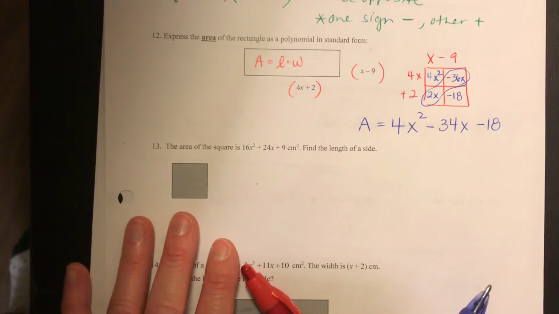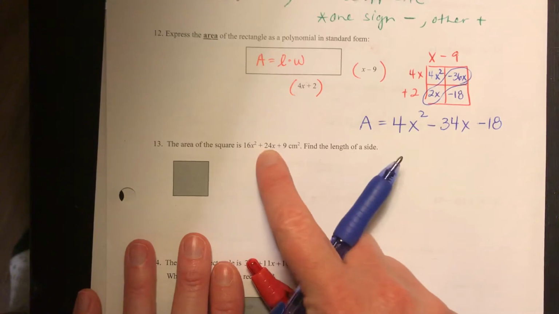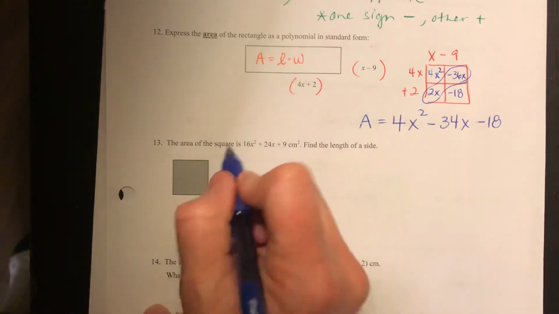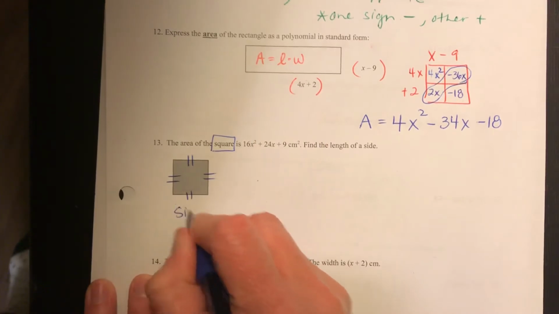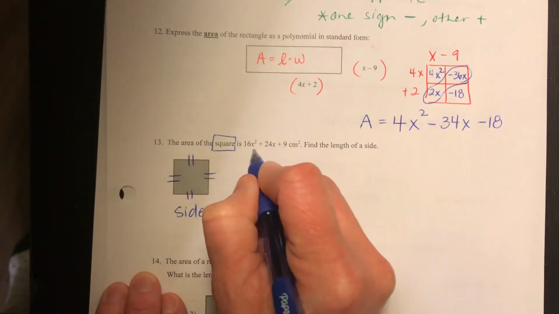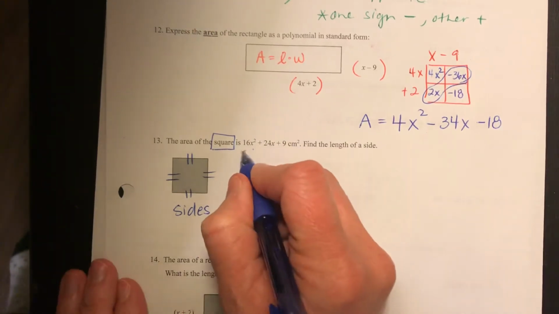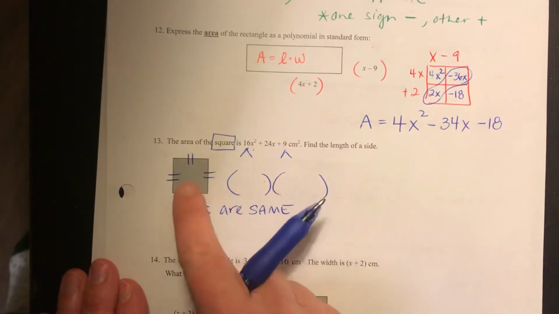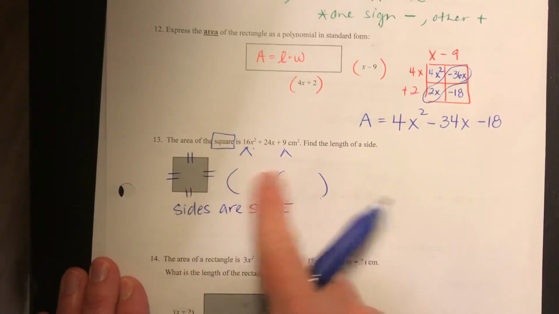For number 13, the question says the area of the square is given, which is 16x squared plus 24x plus 9. Now they're asking you to find the length of a side. Well, the first thing we need to do is think about a square. In a square, all the side lengths are the same. So my factors from this area, whatever it is, 16x squared, etc., needs to factor into identical factors, which would represent the width and length of the square, which should be the same.